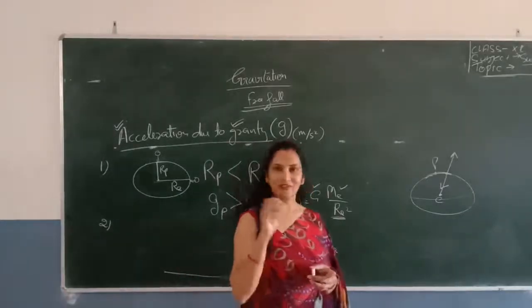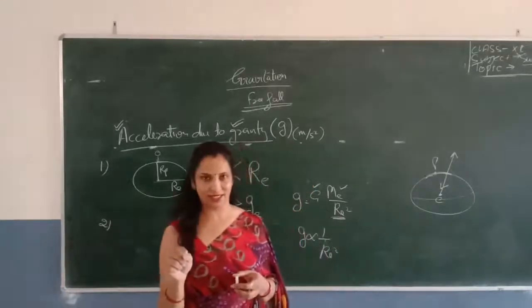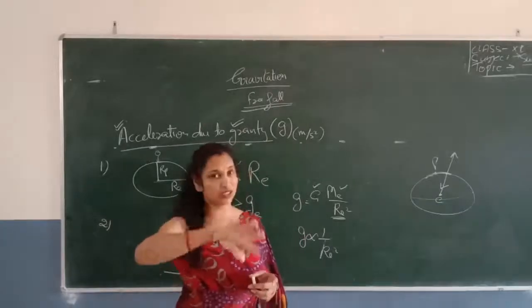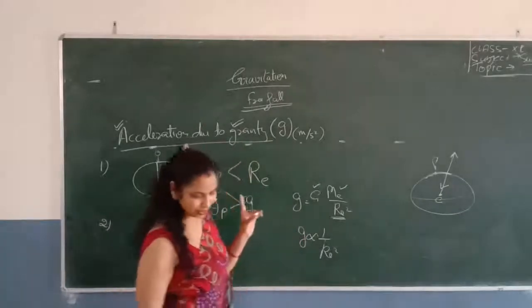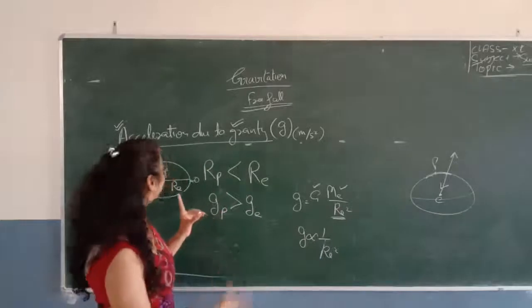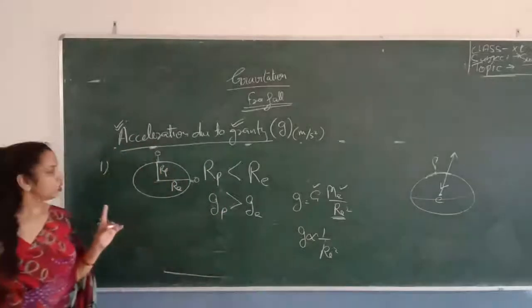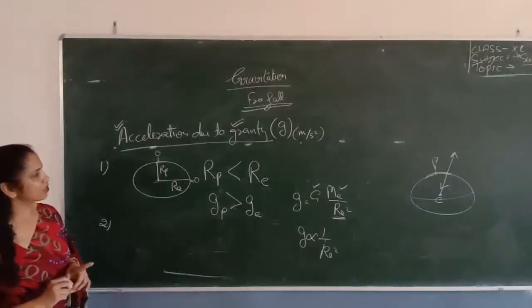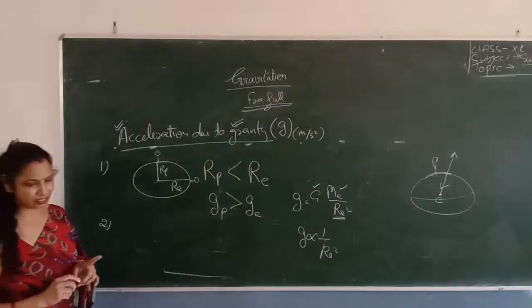So the value of g is highest at the surface of the earth. One thing you should know: it is maximum at the surface of the earth. So these are the factors on which the acceleration of the body depends.